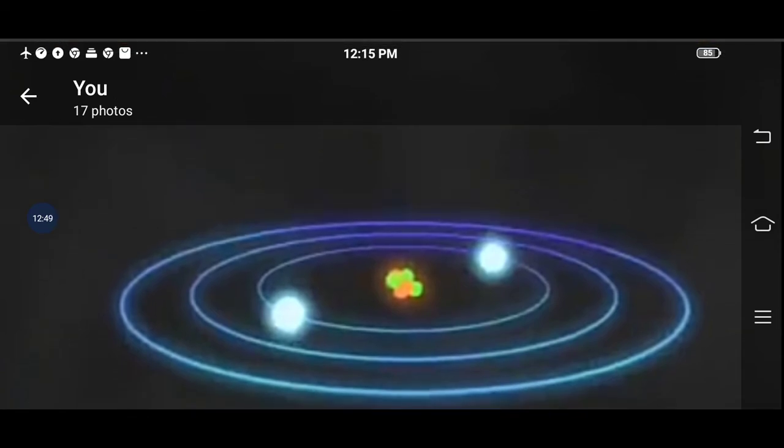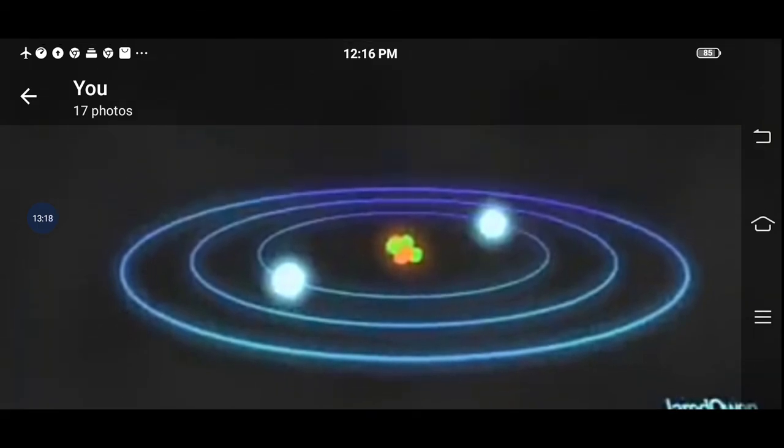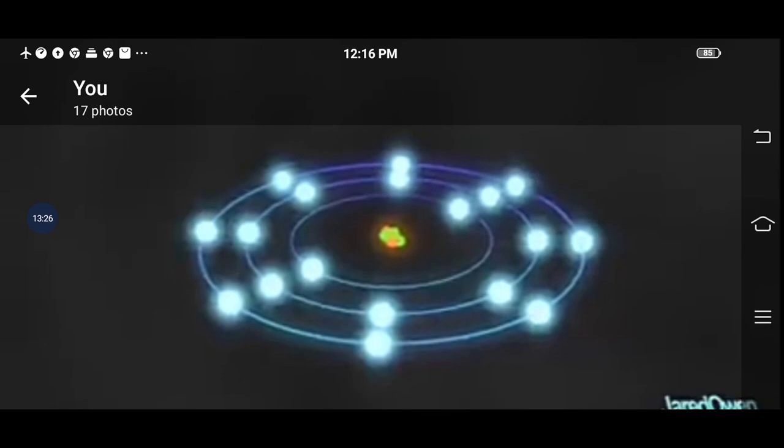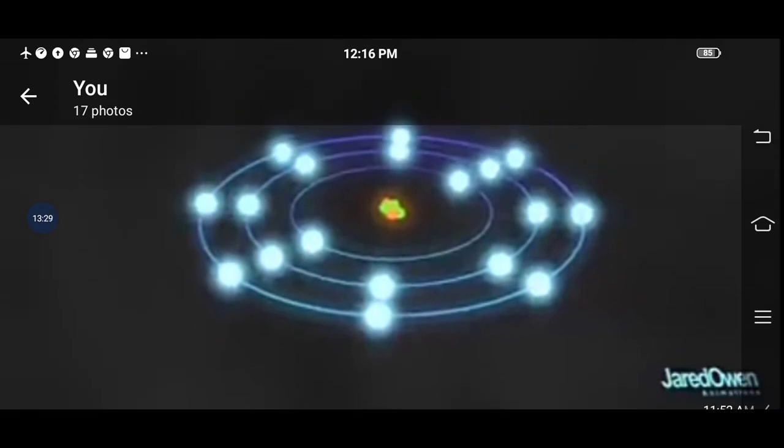So in any element, atoms are there, and those atoms contain 3 fundamental particles called protons, electrons and neutrons. Protons and neutrons exist inside the nucleus, and the electrons revolve around the nucleus in different orbits like this. In the first orbit there is a chance of filling a maximum of only 2 electrons. In the second orbit there is a chance of filling a maximum of 8 electrons. Like this, we can fill many electrons in different orbits.